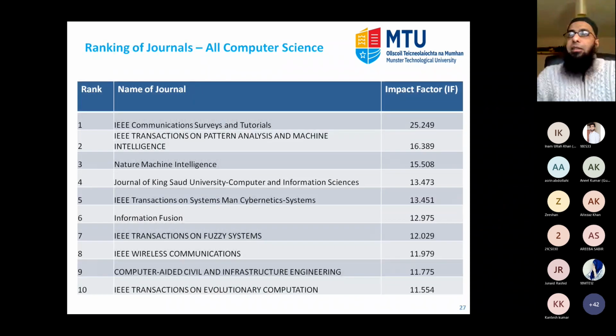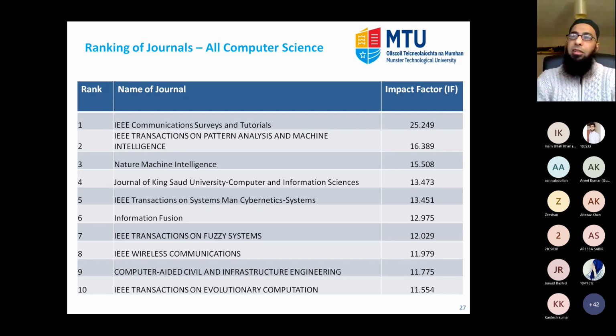Now looking at the ranking of all the journals in all the disciplines of computer science. Previously we looked at all the journals of all the disciplines. Now we are focusing on the computer science domain. So first we have the list of all the journals in the computer science domain. Here you can see the first ranked journal is IEEE Communication Surveys and Tutorials. It has an impact factor of 25.24.